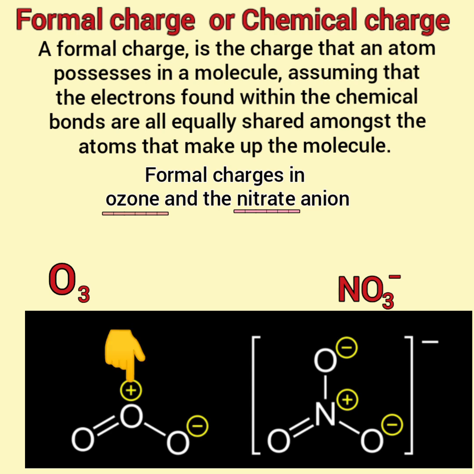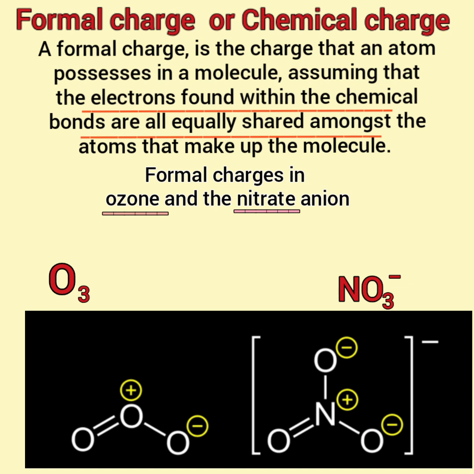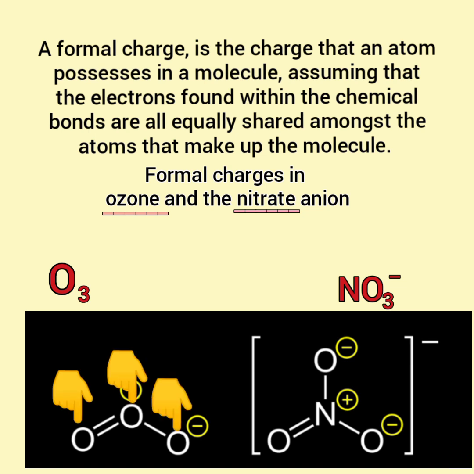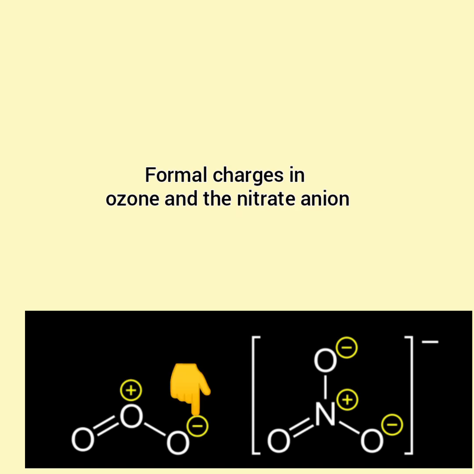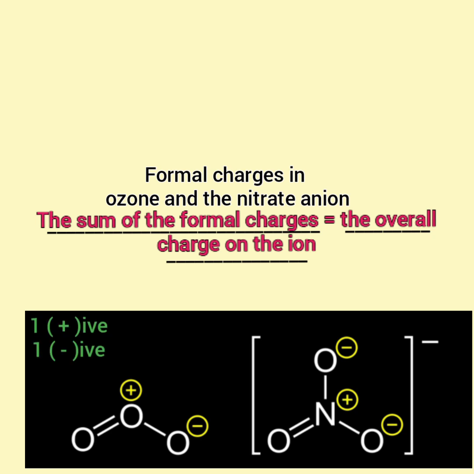A formal charge is the charge that an atom possesses in a molecule, assuming that the electrons found within the chemical bonds are all equally shared amongst the atoms that make up the molecule. Example: formal charges in ozone and the nitrate anion. Ozone has 3 oxygen atoms. The first oxygen has 0 charge, the second oxygen has 1 positive charge, and the third oxygen has 1 negative charge. The sum of formal charges is equal to the overall charge on the ion. The overall charge of ozone is 1 positive plus 1 negative, equal to 0.